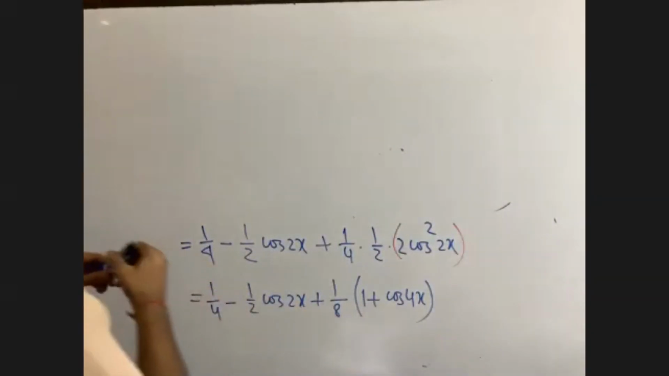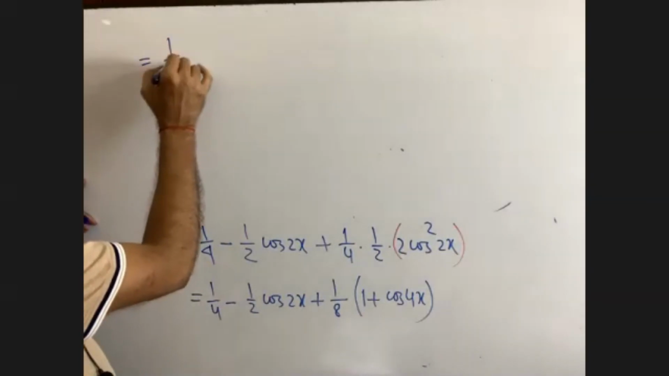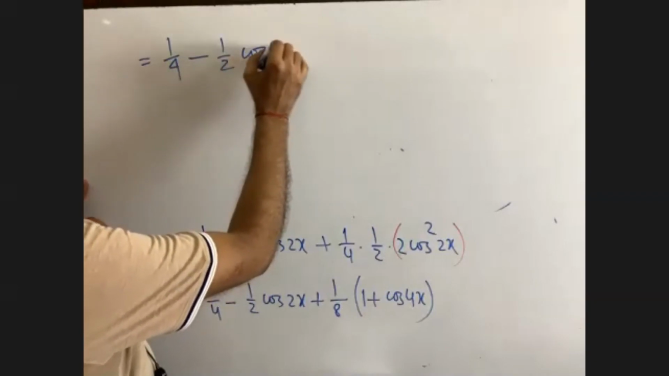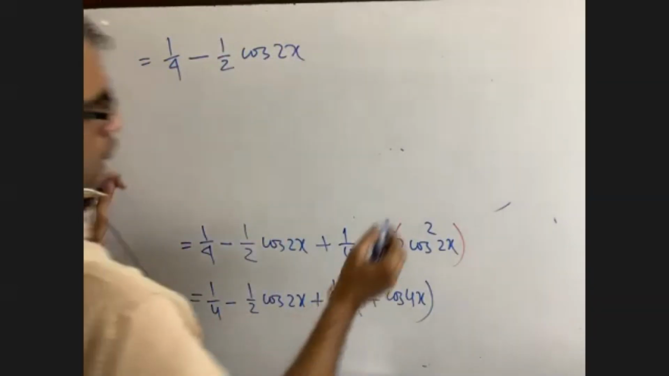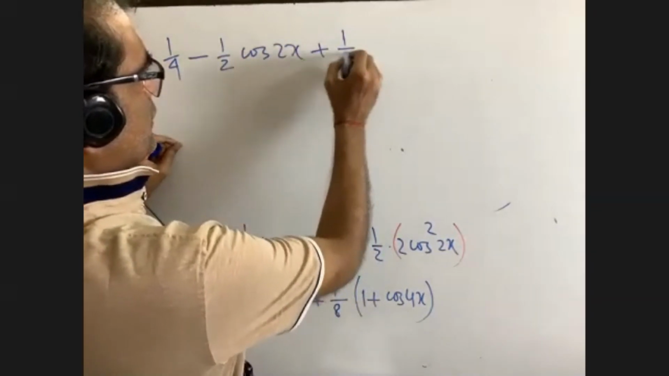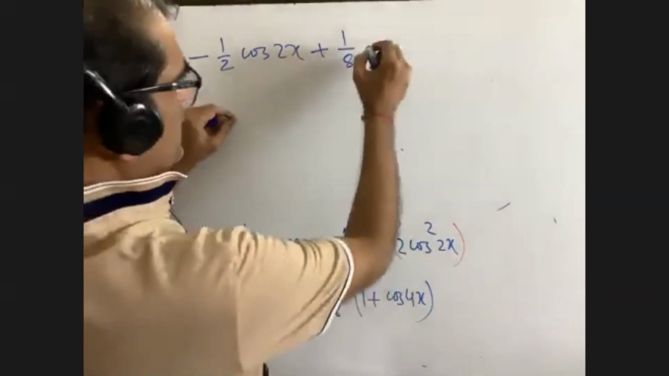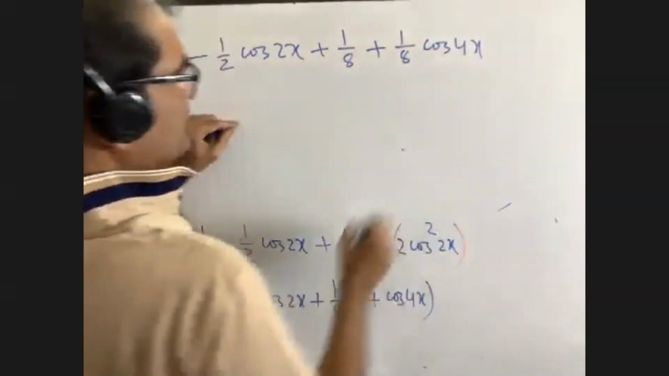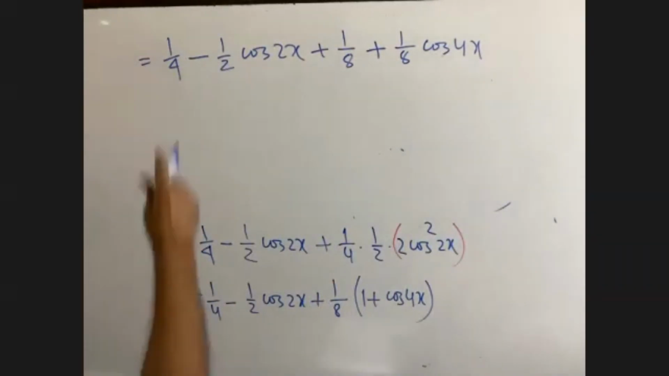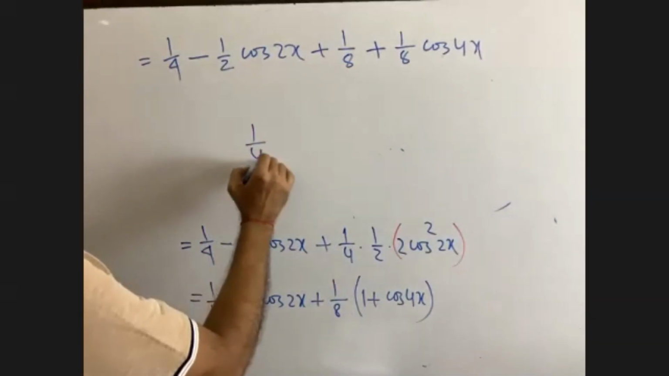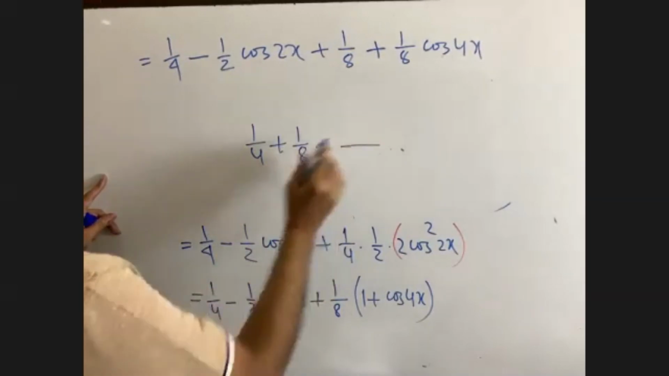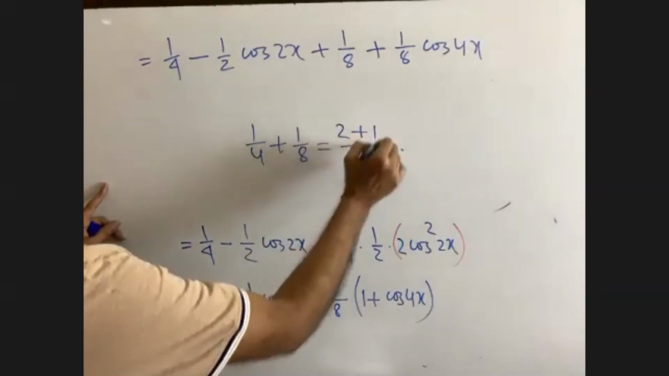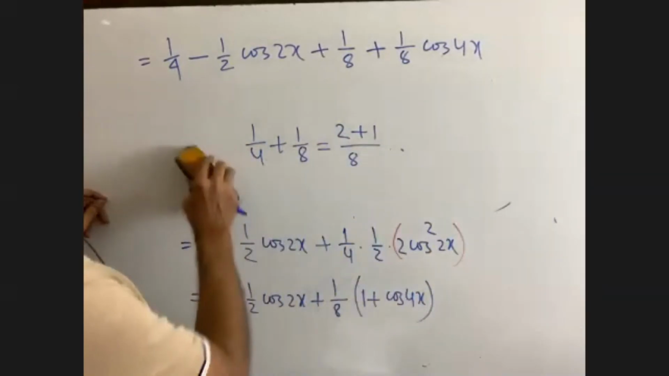Which can be written 1 by 4 minus half cosine 2x plus 1 by 8 plus 1 by 8 cosine 4x. Now you see 1 by 4 plus 1 by 8. If 8 is the LCM, then we get 2 plus 1, that is 3 by 8. Okay, we are getting 3 by 8.